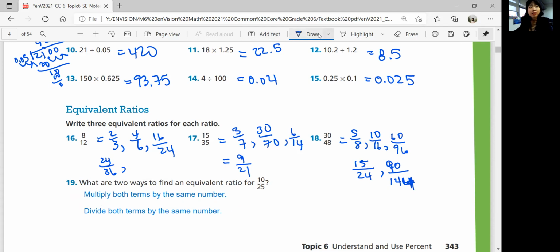I'm gonna give some examples. So for example, you multiply 3 over 7 by 2 to get 6 over 14, right? In number 17. What about dividing? You divided 30 over 48 with the same number, 2. If you divide both of them by 2, you get 15 over 24, right? And they're equivalent ratios.